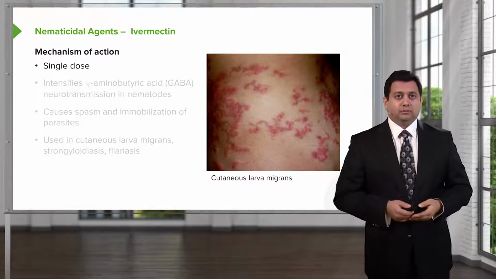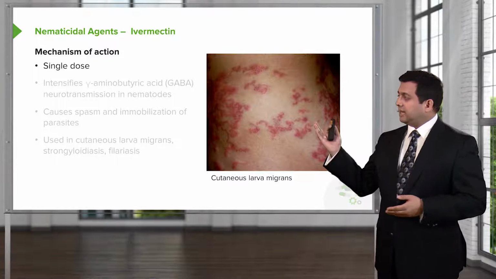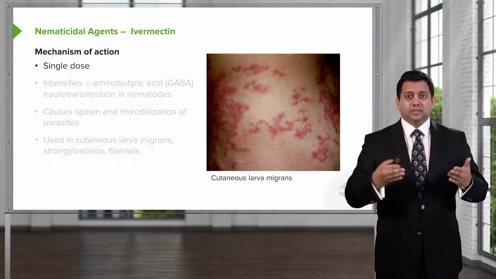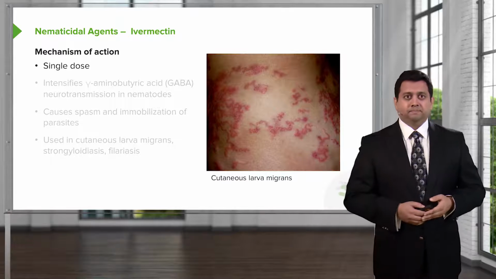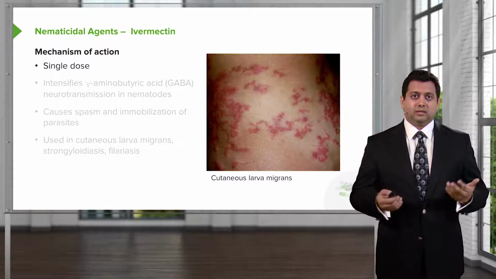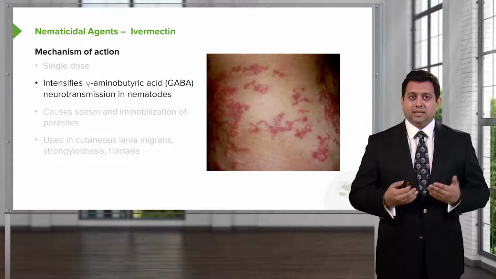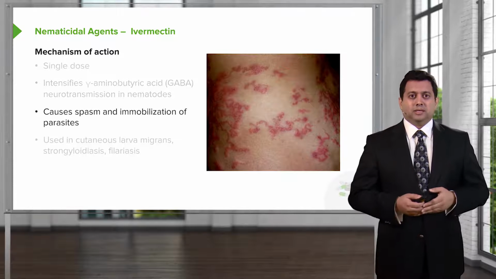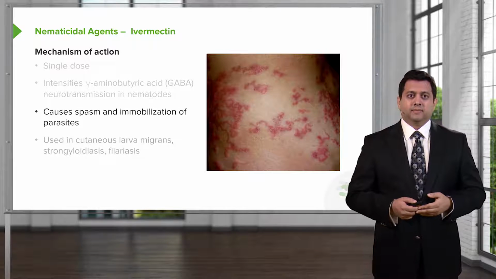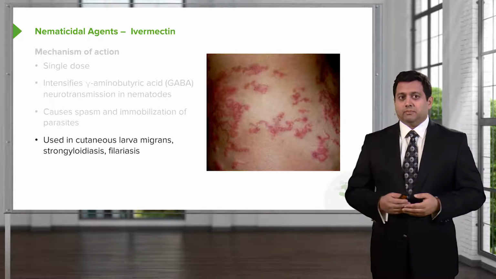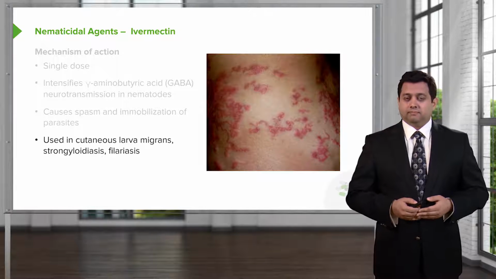Ivermectin is another well-known agent. It's a nematocidal. This is cutaneous larva migrans, and you will see this in your practice at some point or another. These are worms that are actually under the skin. It's one dose. Ivermectin is one dose. It intensifies the GABA neurotransmission in the nematodes, and the nematodes become spastic and immobilized, and they can't feed, they can't do anything, and they die. We use it in cutaneous larva migrans, strongyloidiasis, and filariasis.